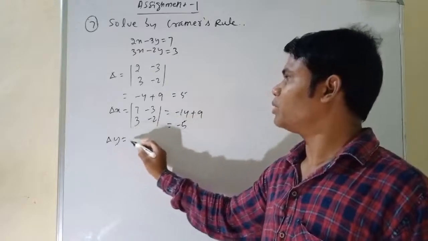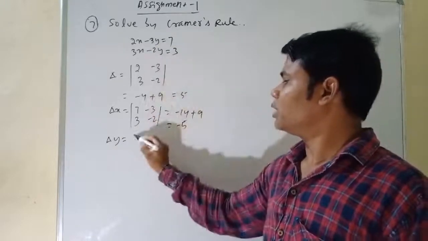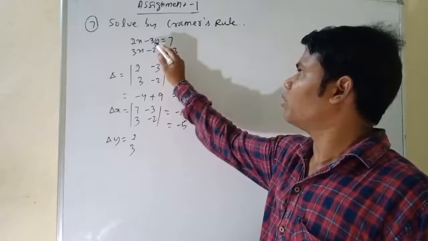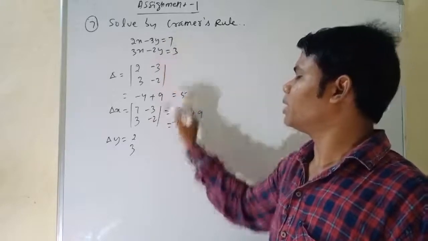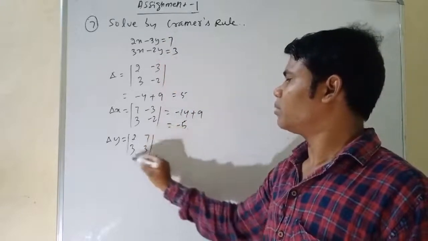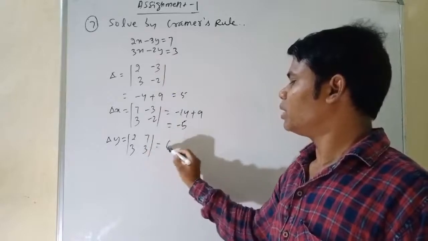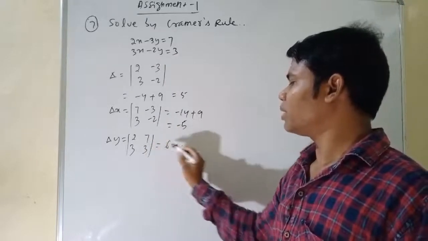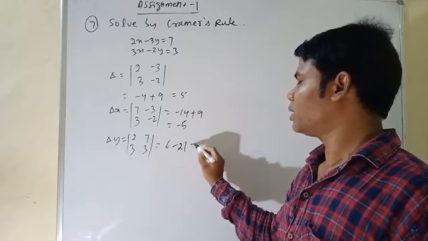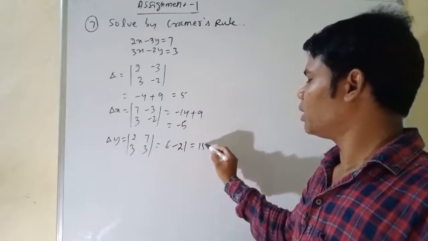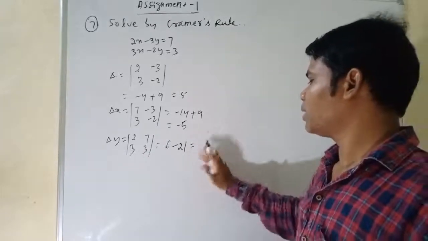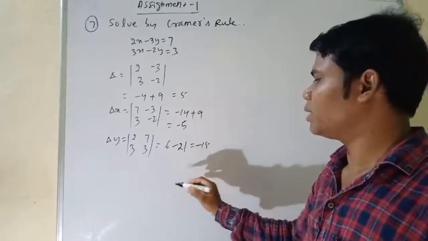Del y is equal to how much? You see, 2, 3, and in the place of the coefficient of y you put 7, 3. That is 2 into 3, 6, minus 3 into 7, 21, is equal to minus 15.